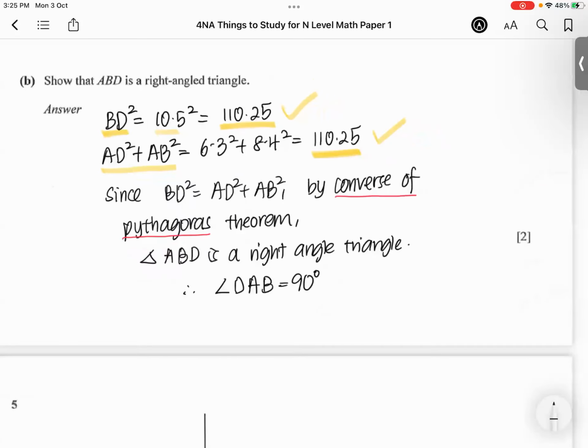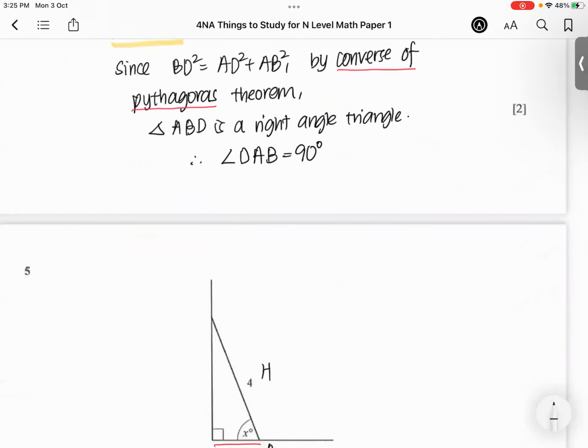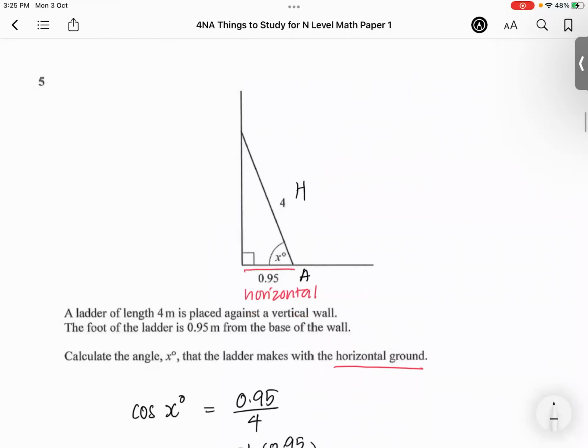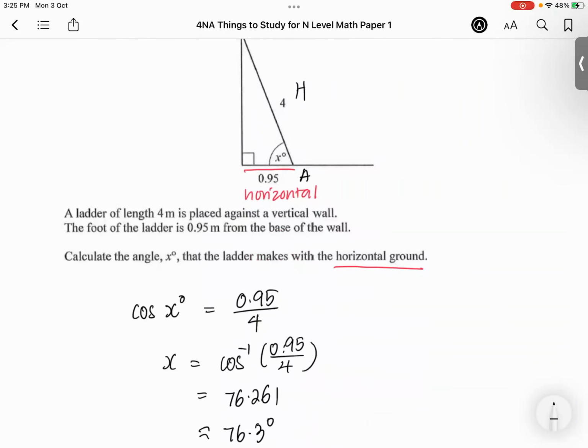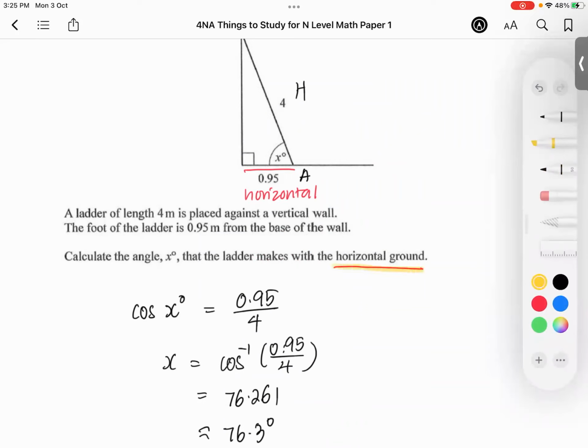And then label the triangle. This one also the same. It has appeared a few times already. From 2014 all the way to 2021, this has been very commonly repeated. So it's a highly repeated question. Please understand what is the meaning of horizontal. The ladder with the horizontal.